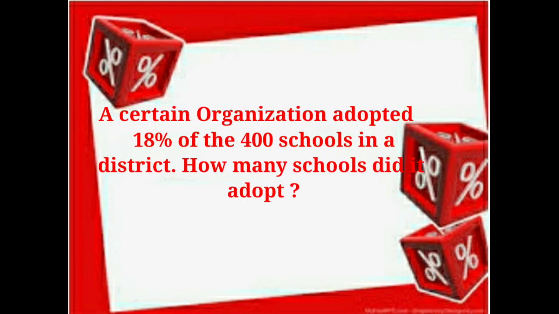Example number 4. A certain organization adopted 18% of the 400 schools in a district. How many schools did it adopt? Now, so far in the sums that we have gone through, the data was given to us, and on the basis of that we were expected to find the percentage. This example is a little different. Here we are provided the percentage and we are expected to find out the number.